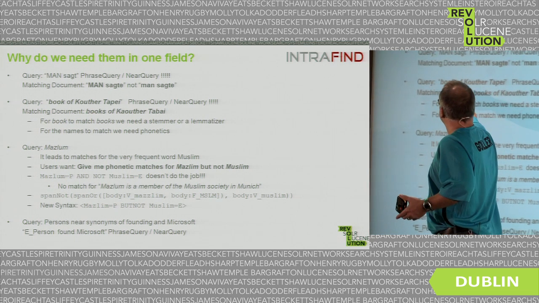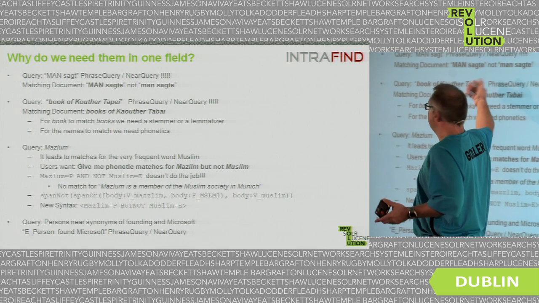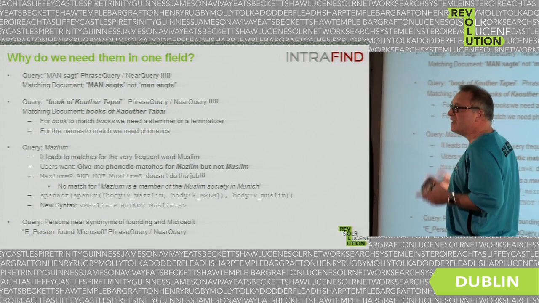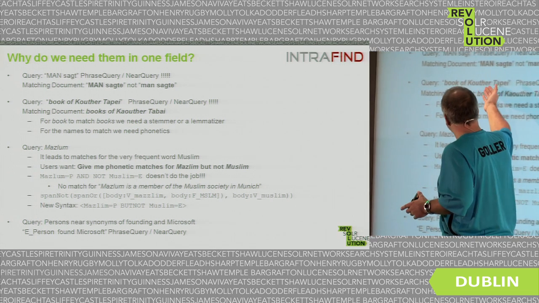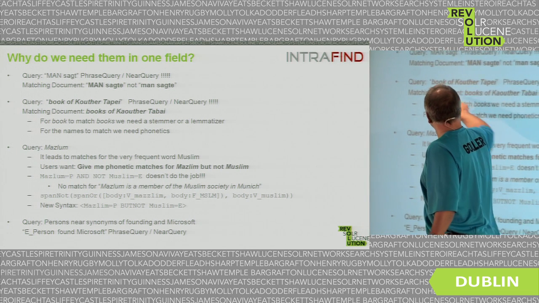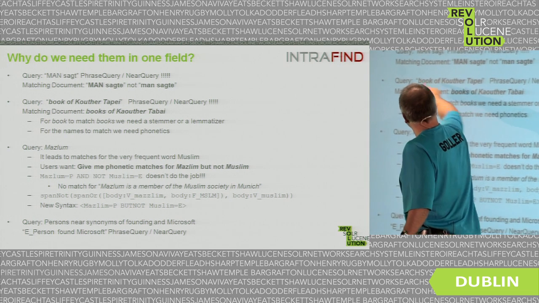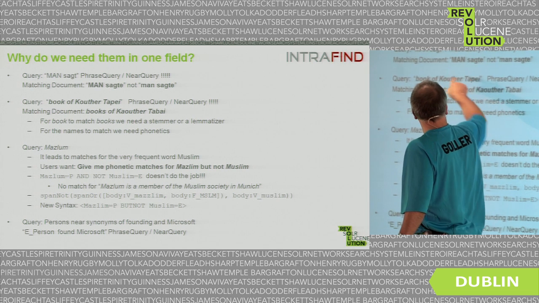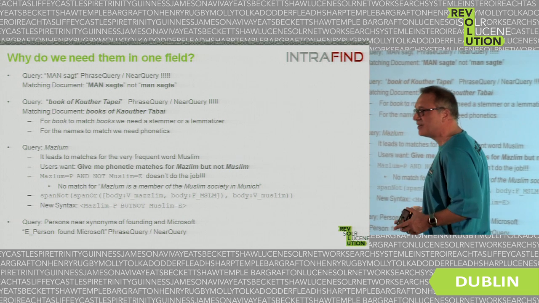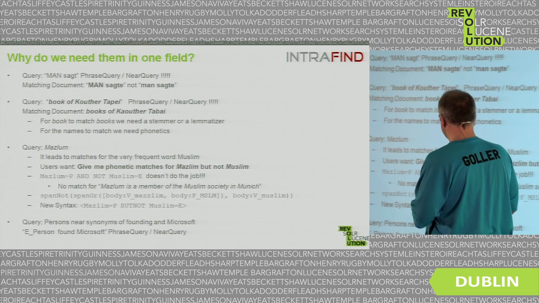More interesting here, my phrase query is book of Kauter Tapai. Yeah? If I don't know her personally, I probably don't know how to correctly spell her name. So in order for this phrase query to match this text, I need the lemmatizer normalization here and the phonetic normalization for the name in one phrase query again. Yeah? Here another example with the phonetic search.